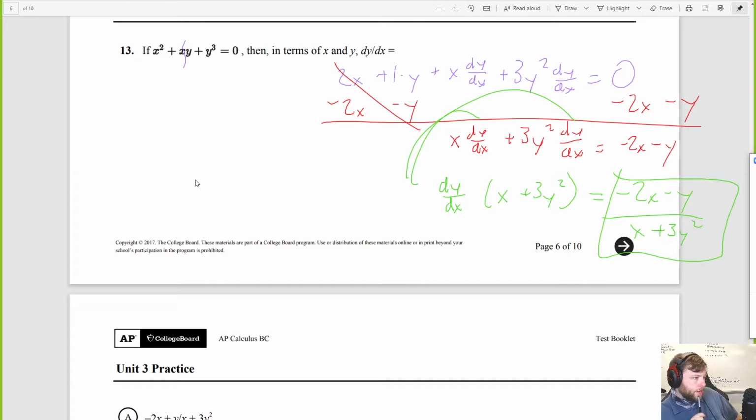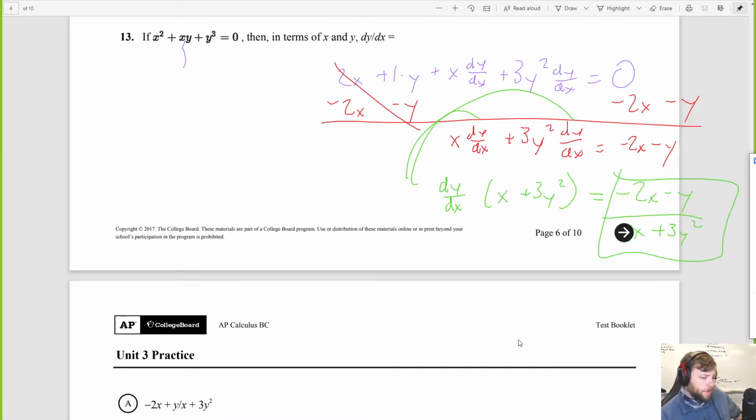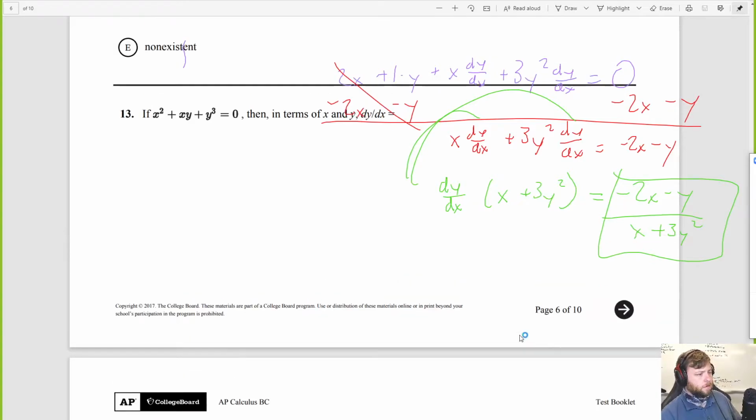Two x negative y, x y, x dy dx, y squared. Practice. That's still correct. Divide by that. Give 2x minus y over. I'm right. I think my math's right.